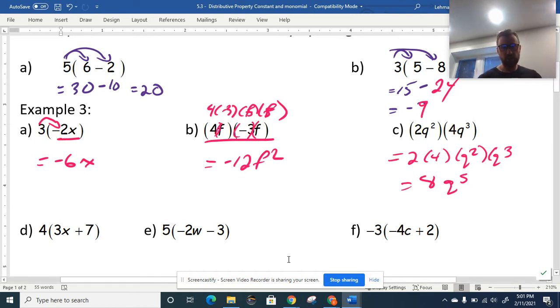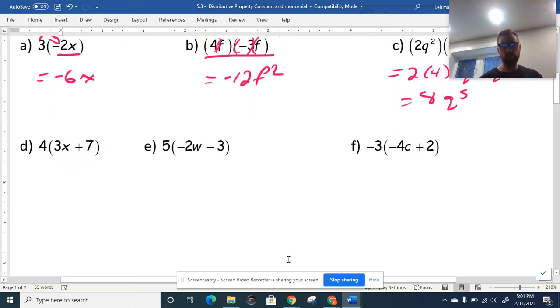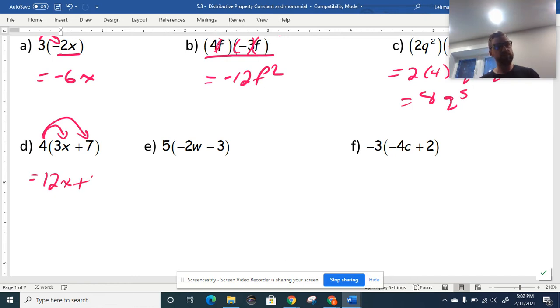Now, the distributive property comes in handy when we look at this one right here. So this means everything on the outside hits each term on the inside. And these are separate terms. They're separated by a plus sign. 4 times 3x, 12x. 4 times 7, 28.